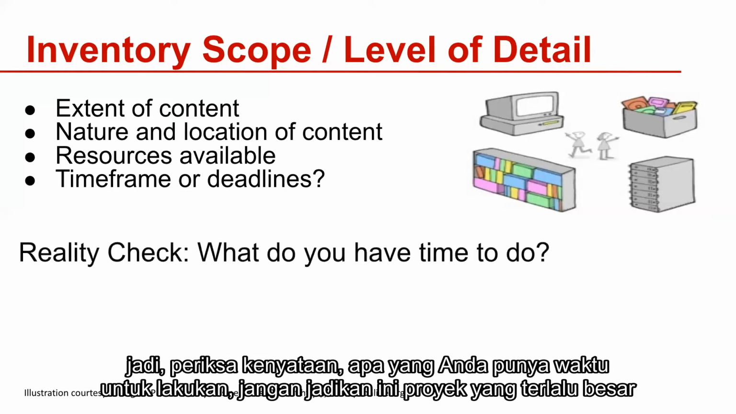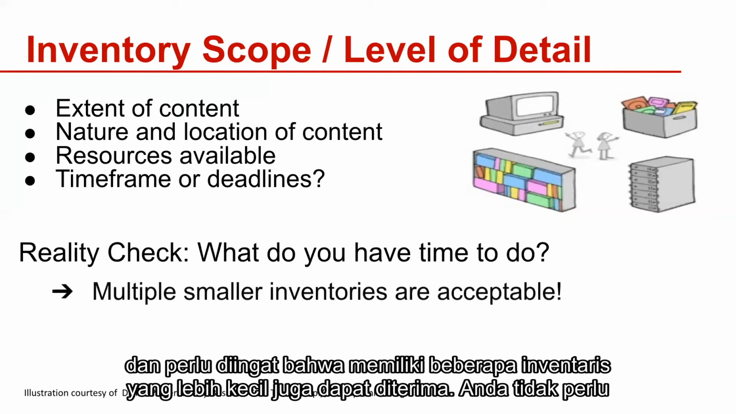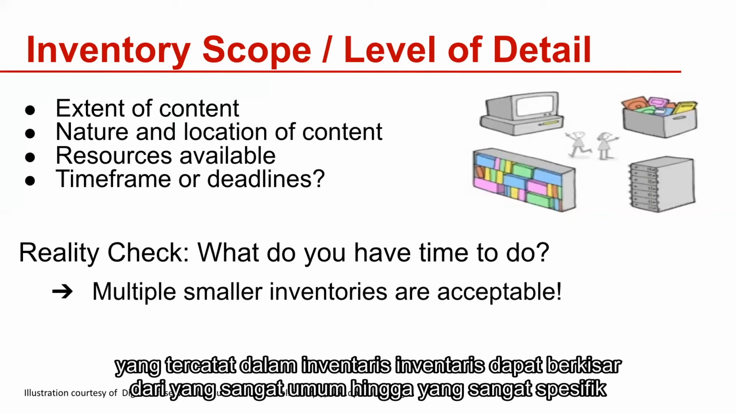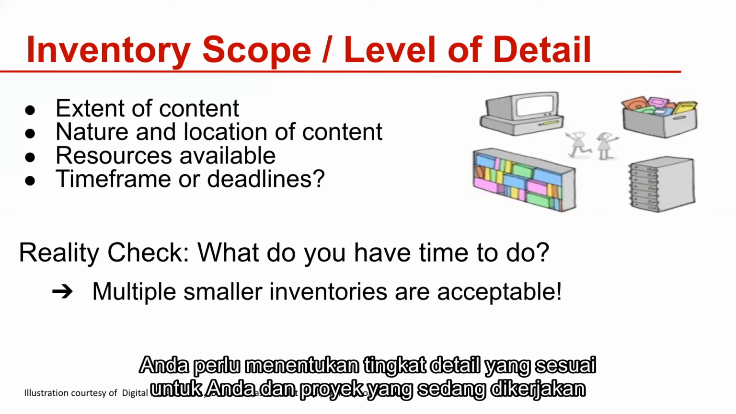So, reality check. What do you have time to do? Don't make this too big of a project. And keep in mind that having multiple smaller inventories are acceptable too. You don't need to inventory everything at once. Another way to control the scope is to adjust the level of detail being captured in the inventory. Inventories can range from being very general to very specific. You need to determine the appropriate level of detail for you and the project at hand.